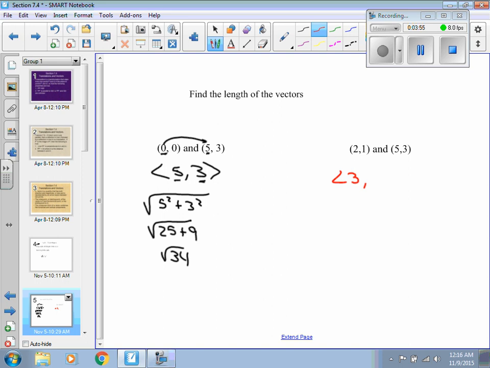Then the y component is going to be moving between 1 and 3. Since my y component starts at 1 and moves to 3, it's going 2 units, and those 2 units are moving up. So my vector component form is ⟨3, 2⟩.